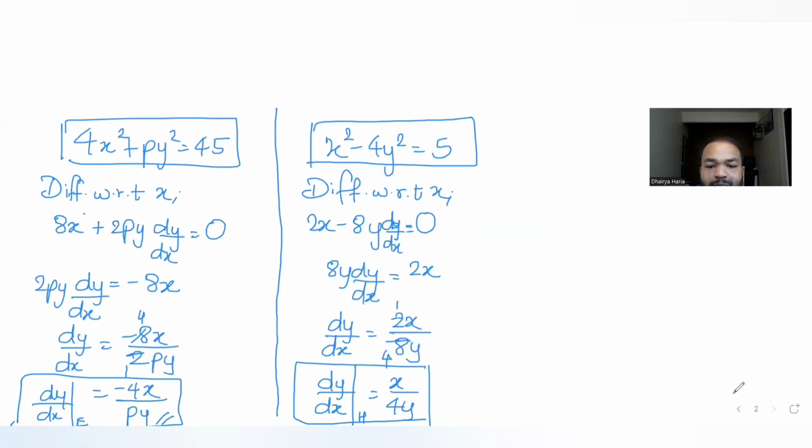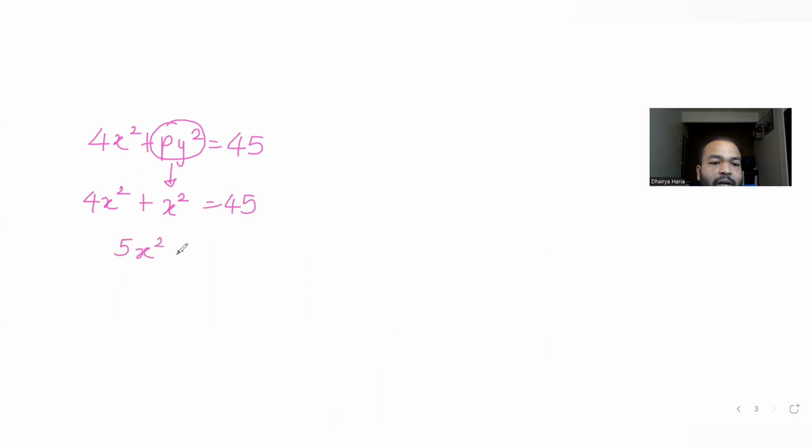So let's do that. We had an equation of ellipse that was 4x square plus py square is equal to 45. Now instead of py square, if I put it as x square, I get 4x square plus x square is equal to 45. That is 5x square is equal to 45. So x square becomes 45 by 5, that is 9. And from this, I get an idea for x, that x can be 3.